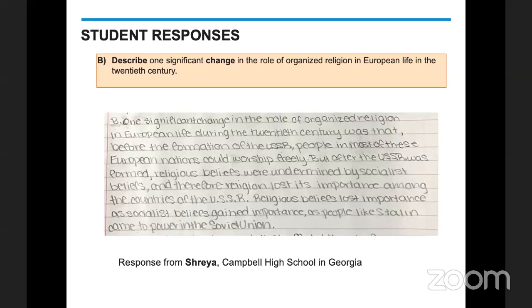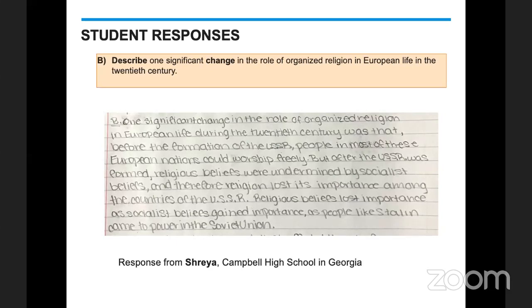Here's task B. Again, task B is describe one significant change in the role of organized religion in European life in the 20th century. This is from Shreya at Campbell High School in Georgia. One significant change in the role of organized religion in European life during the 20th century was that before the formation of the USSR, people in most of these European nations could worship freely, but after the USSR was formed, religious beliefs were undermined by socialist beliefs, and therefore religion lost its importance among the countries of the USSR. Religious beliefs lost importance, socialist beliefs gained importance as people like Stalin came to power in the Soviet Union.